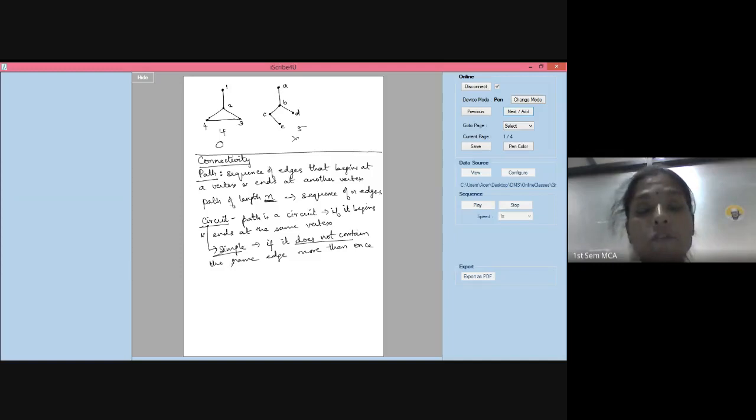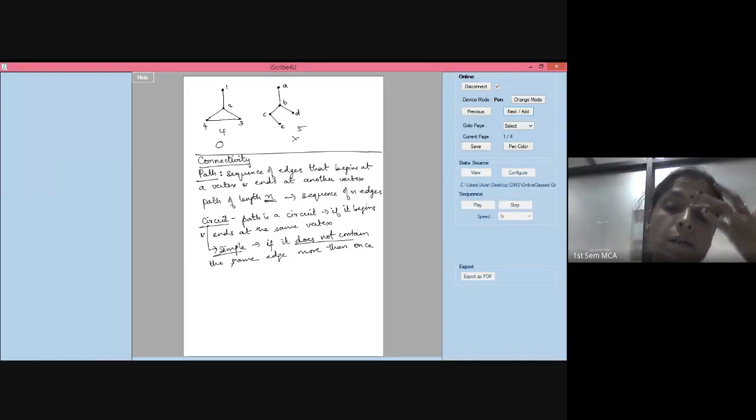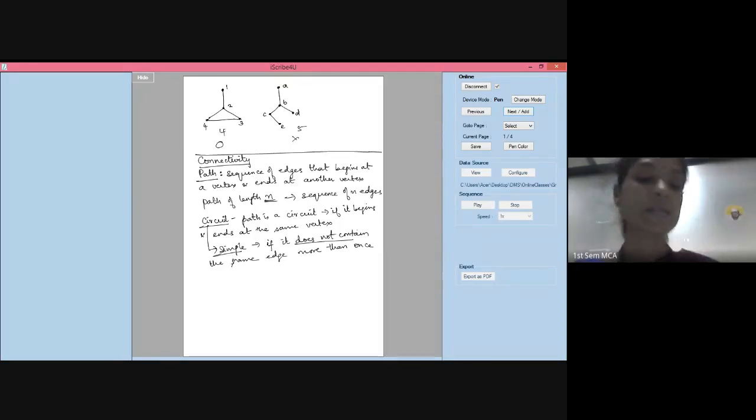Circuit: a path is called a circuit if it begins and ends at the same vertex. Then you call it a circuit, similar to what we had as a loop. Here you call it a circuit. And a path or a circuit can be called simple if it does not contain the same edge more than once. Let's take an example which will make it easier for you all to understand.